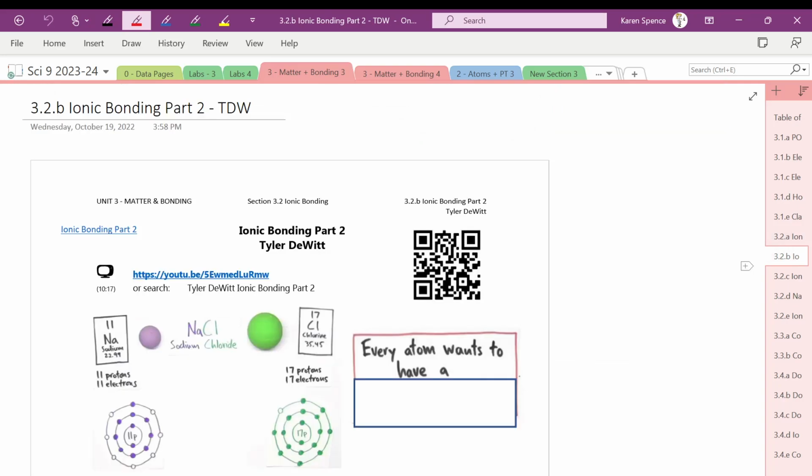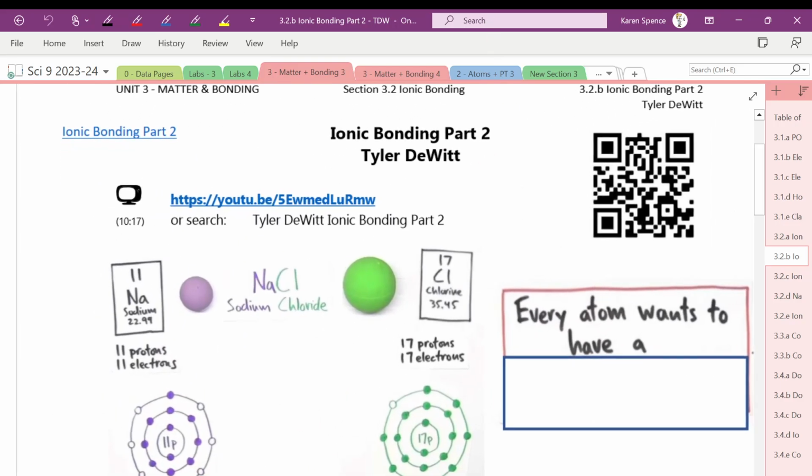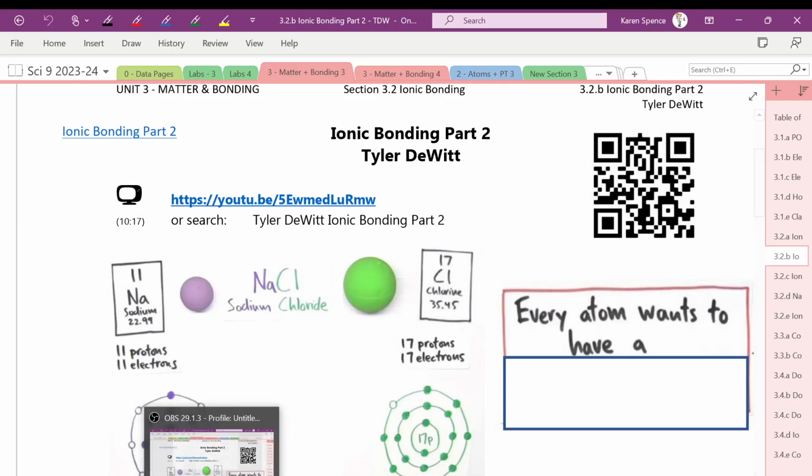3.2b, which is, why is that not working? Page 23. 23. It's back with this is like so scary. Okay.